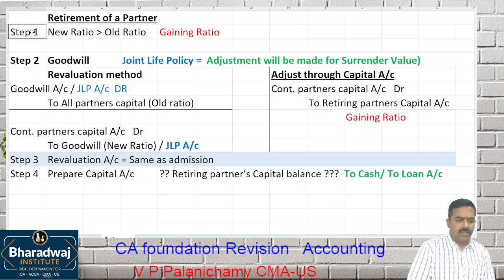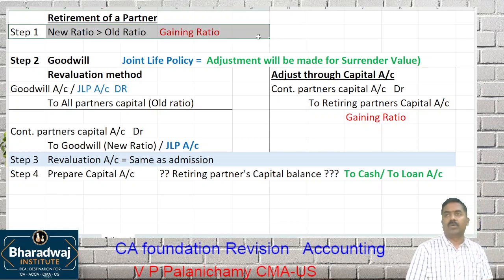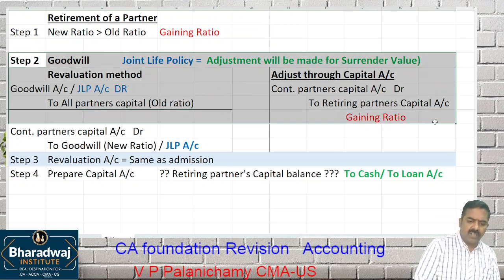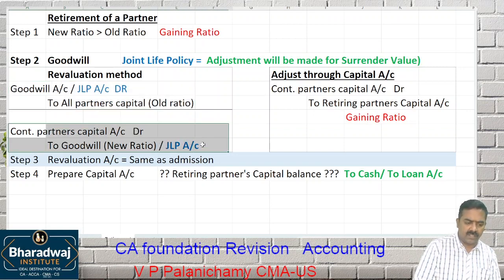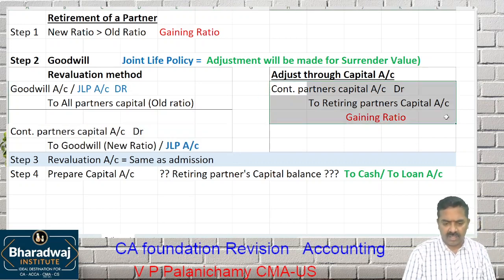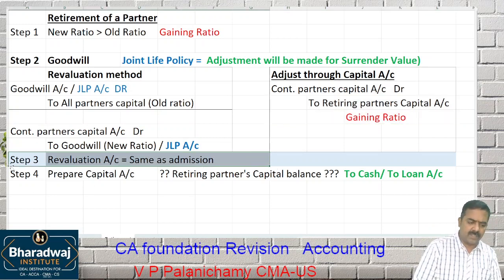That's all. So new ratio minus old ratio will give us the gaining ratio, because the new ratio will be more than the old ratio. Continuing partners gain. Goodwill or JLP is adjusted in the same manner. Goodwill or JLP surrender value is credited to old partners in the old ratio, then written off to the continuing partners in which ratio? New ratio. Or these can be adjusted with partners' capital in which ratio? Gaining ratio. Revaluation account is the same as admission.